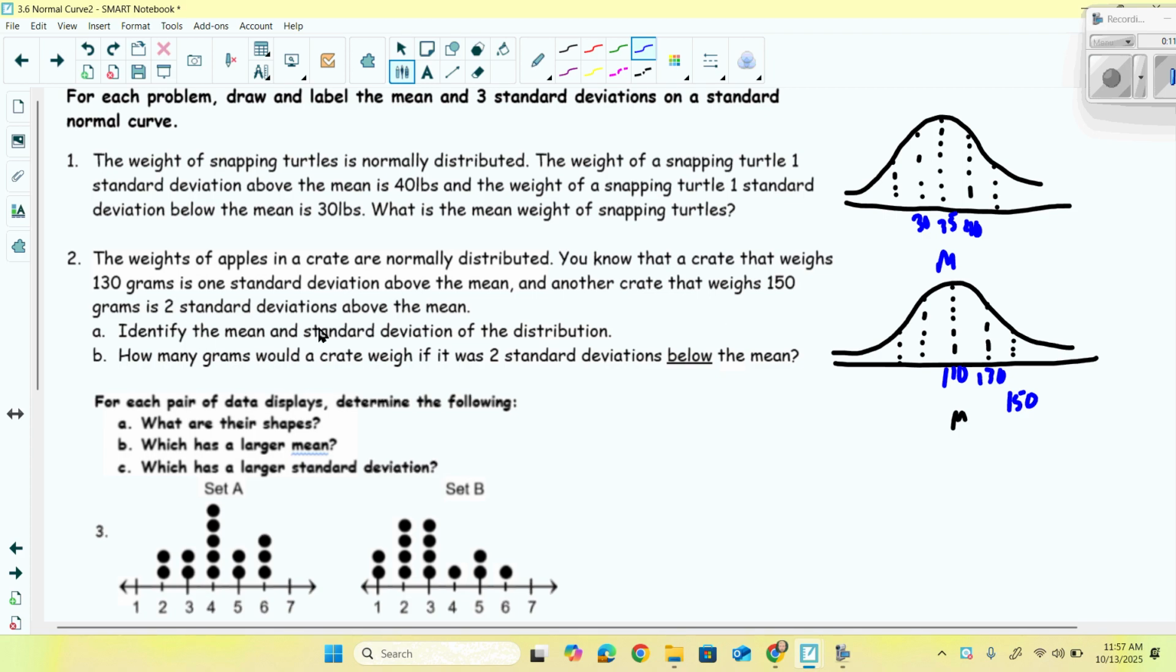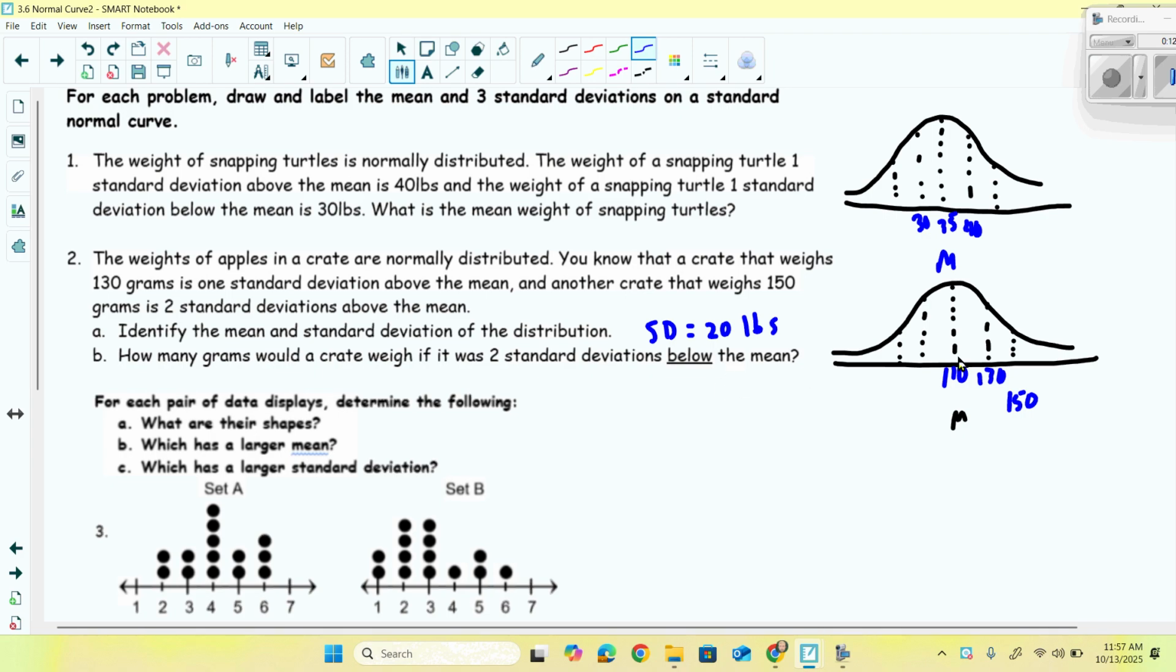Let's see here. Identify the mean and standard deviation. So the mean is going to be 110. The standard deviation was 20 pounds. How many grams? Oh, we're talking grams here, not pounds, I guess. Anyway, how many grams would a crate weigh if it was 2 standard deviations below the mean?